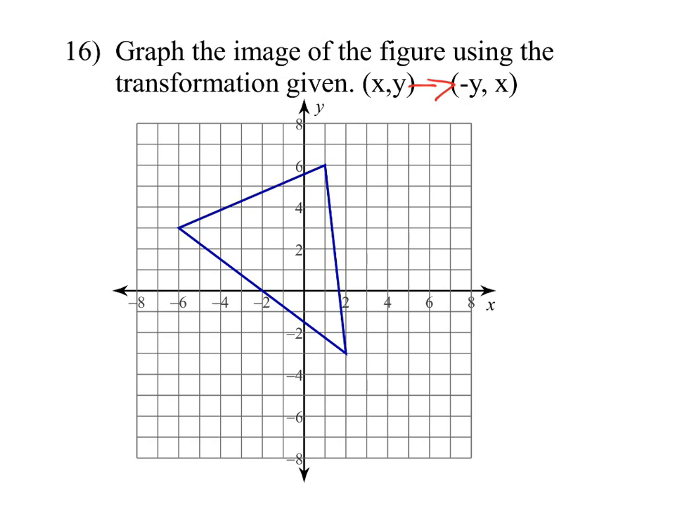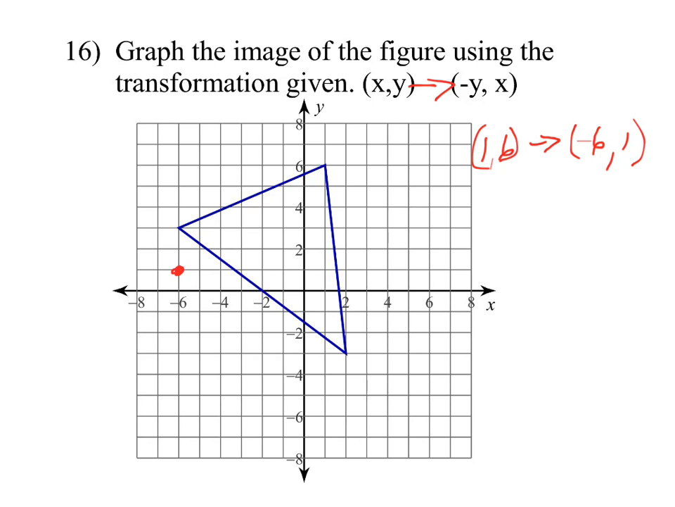Let's look at this point. Let's start one point at a time. That's the point 1, 6. I need to change the order of those coordinates to get 6, 1. I need to change the sign on the first one. So I'm looking at -6, +1. Gives me this point here.